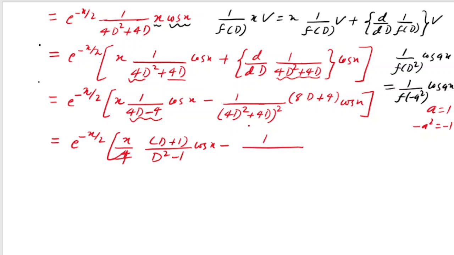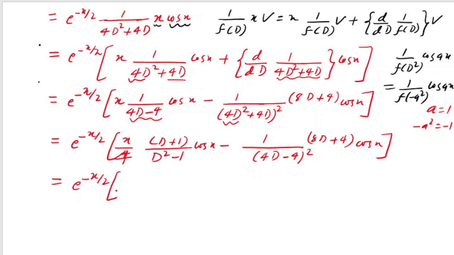Minus. If I look at this term here, again this 4D square, so D square will be replaced by minus 1, so this will become 4D minus 4 whole square, and here I can take 8D plus 4, and that we need to operate on cos x. Moving forward, e to the power minus x by 2, D square will be replaced by minus 1, so it is minus 1 minus 1, minus 2, x 4 into minus 2 will become minus 8, so I will get minus x by 2. D of cos x will give me minus sin x and plus cos x, right?